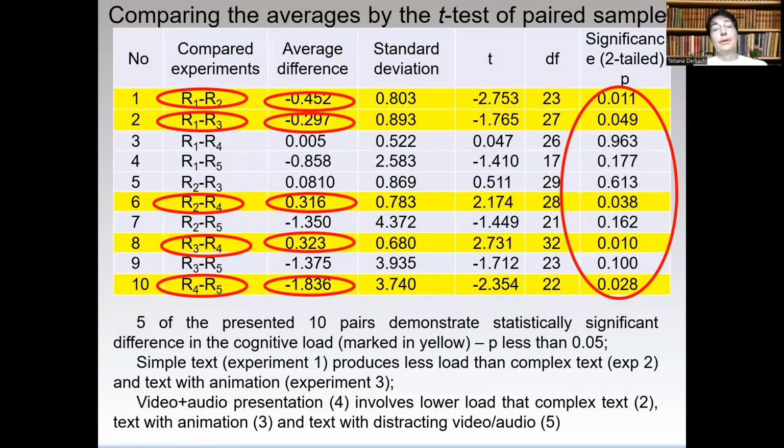Comparing the averages by the t-test of paired samples, you can see 5 of the presented 10 pairs demonstrate statistically significant difference in the cognitive load. Significant differences are marked in yellow, with significance less than 0.05. Simple text, experiment 1, produces less load than complex text, experiment 2, and text with animation, experiment 3. Video plus audio presentation, experiment 4, involves lower load than complex text 2, text with animation 3, and text with distraction video, experiment 5.